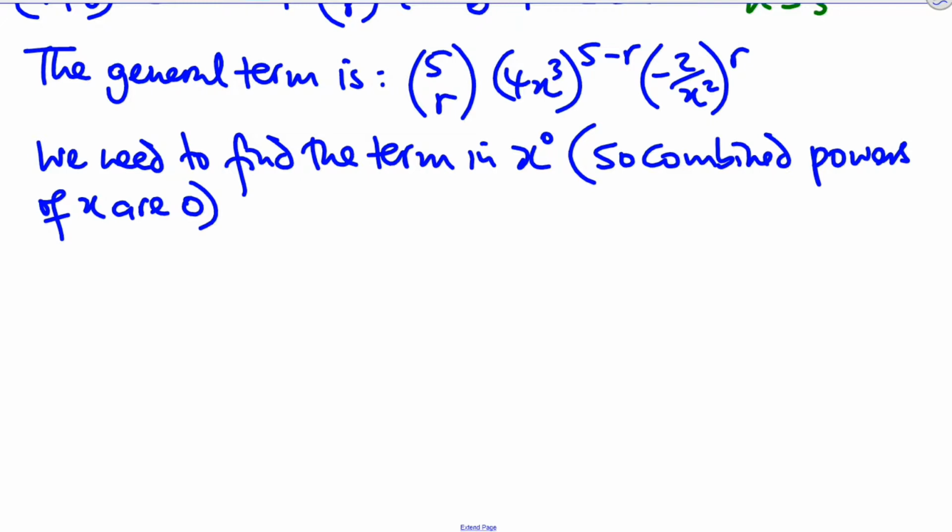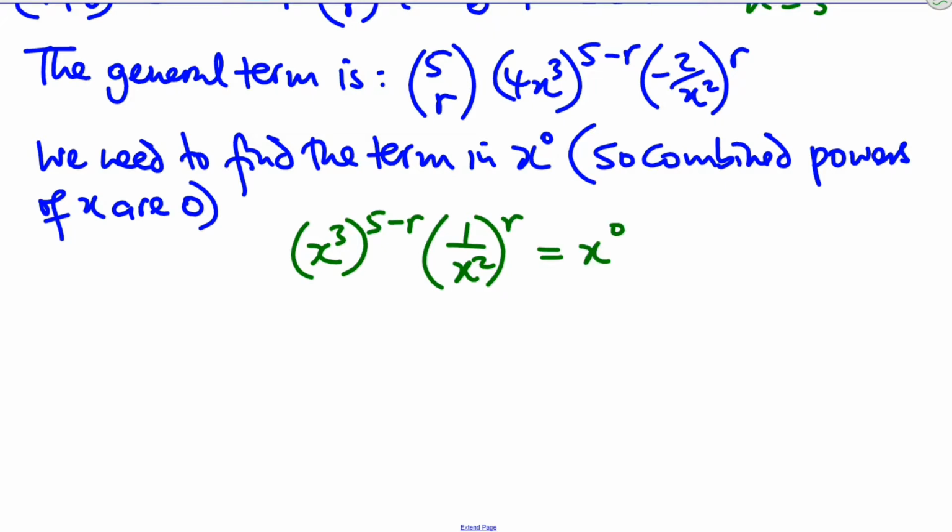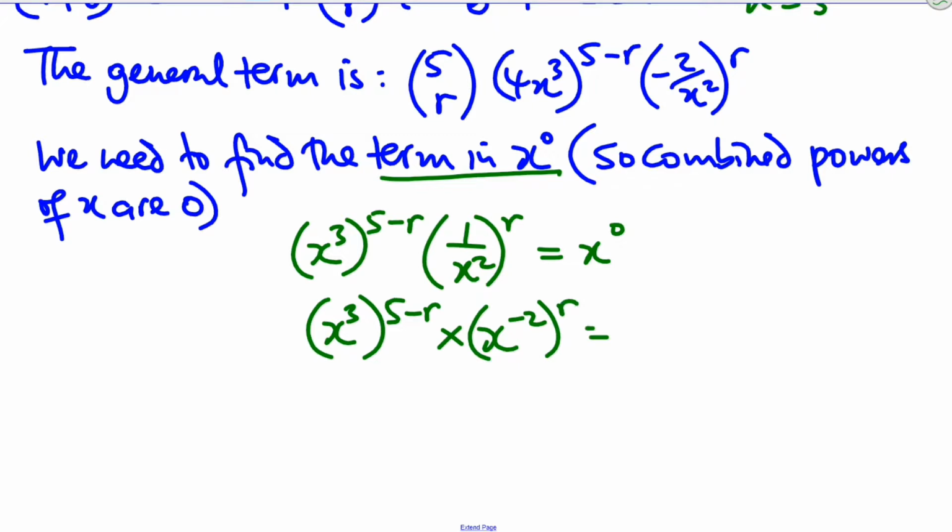So what we're going to do is focus only on powers of x, and these powers of x should be equal to 0. So from the general term, we have the powers of x, which are given by x to power 3 to the power of 5 minus r, multiplied by 1 over x squared. Remember, I'm just focusing on the powers of x, and this should be x to power 0, because we are interested in the term in x to power 0. So let's simplify this using laws of indices or exponents. So x to power 3 to power 5 minus r, multiplied by x to power -2 to power r, will be equal to x to power 0.